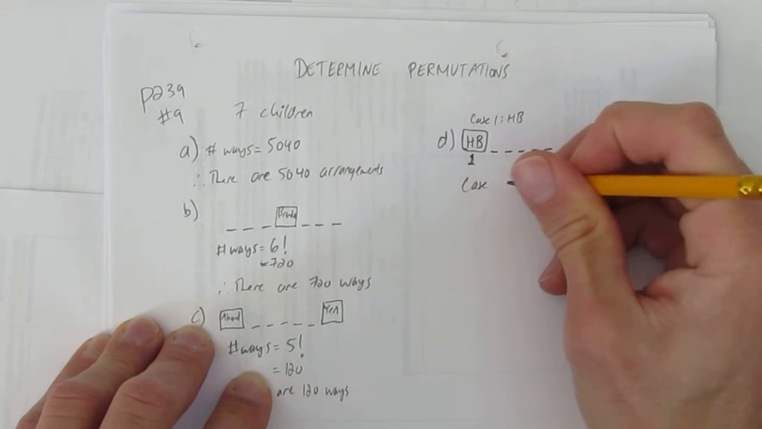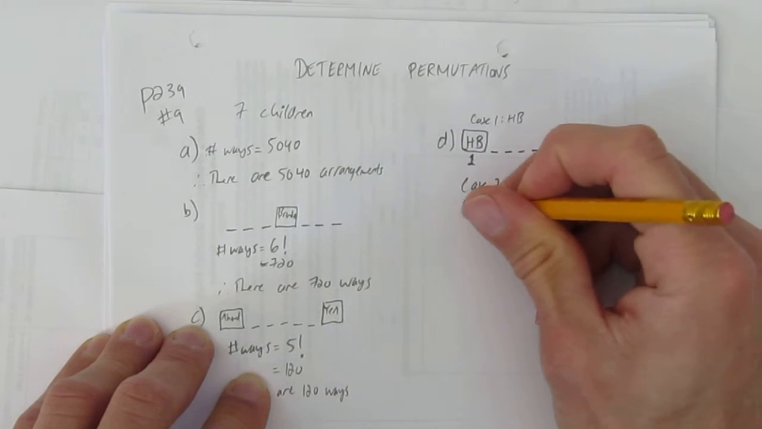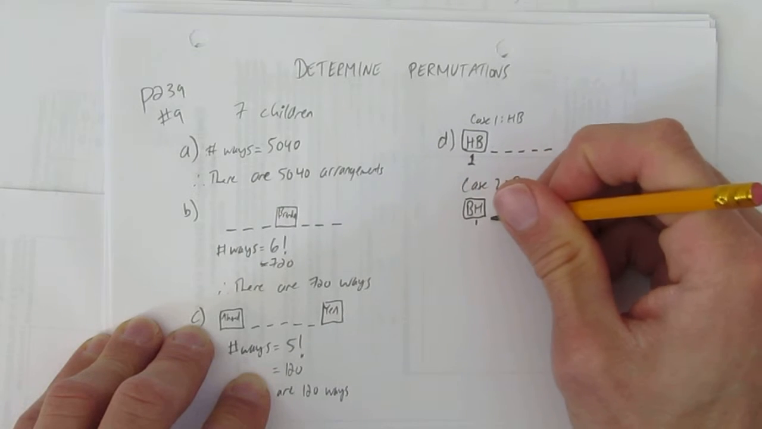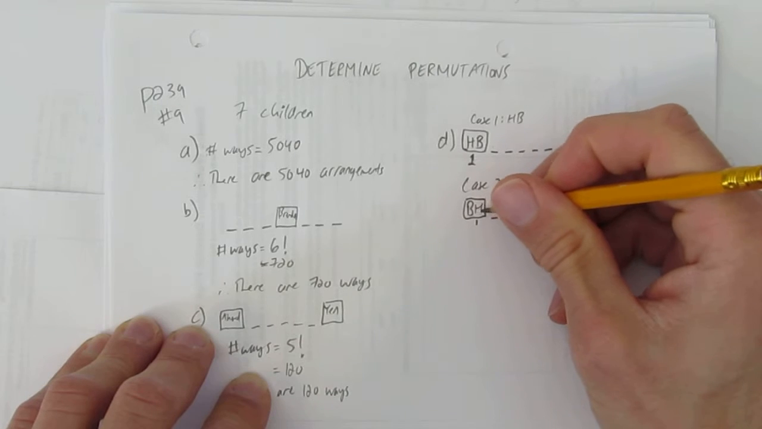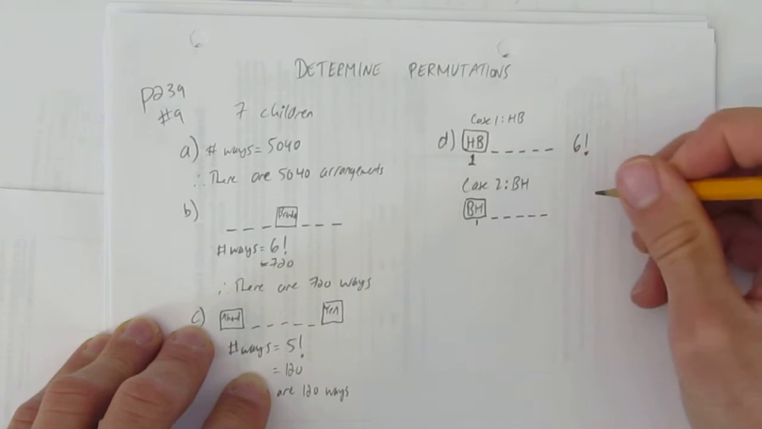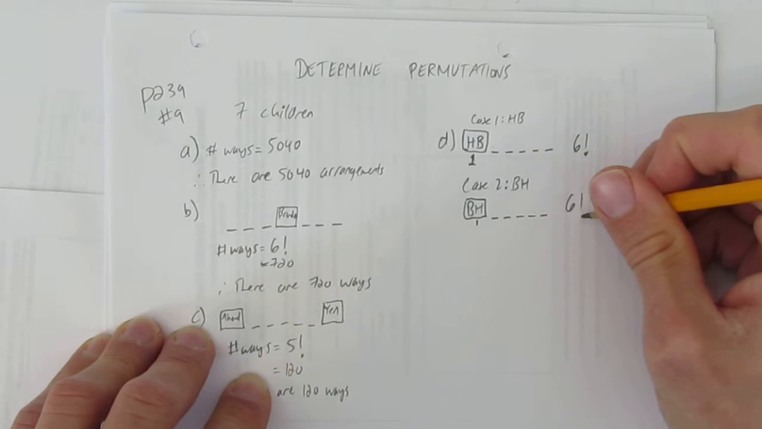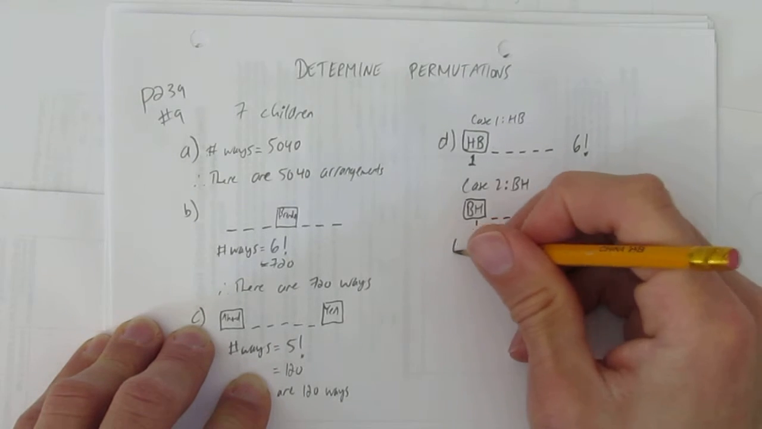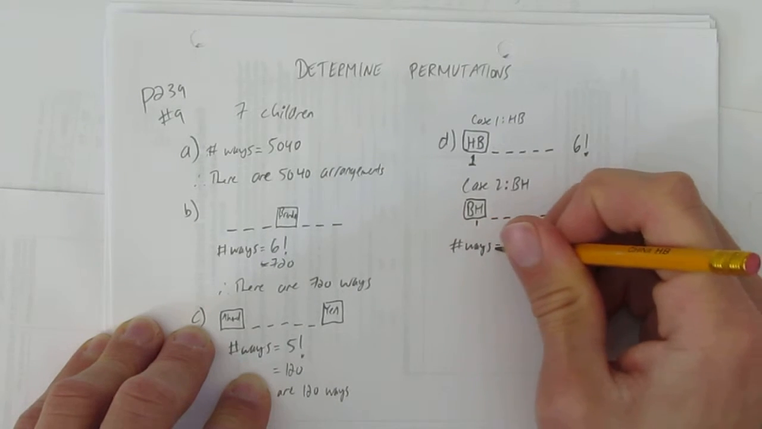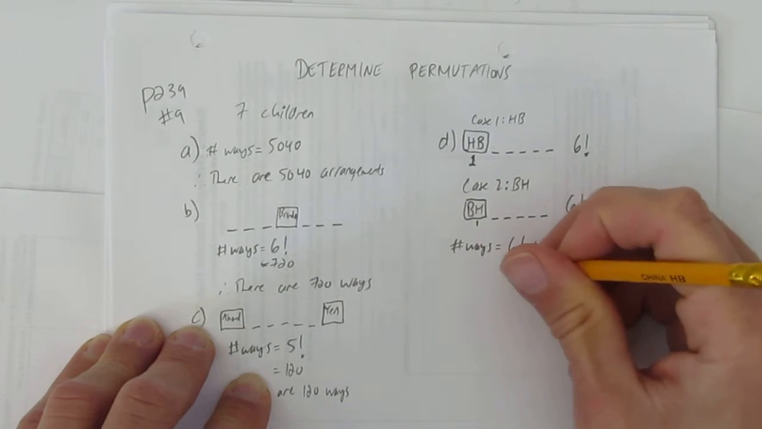Case 2 is, what if it's the other way around, that Brian is sitting on the left of Han? Then it'll look like this. Here's the pair of them, but we can arrange that with the 5 other children. And again, this BH pair could be on the left, or they could be here, or they could be here. So I have 5 children plus this pair. It's like arranging 6 factorial things. So my number of ways is going to equal 6 factorial plus 6 factorial.